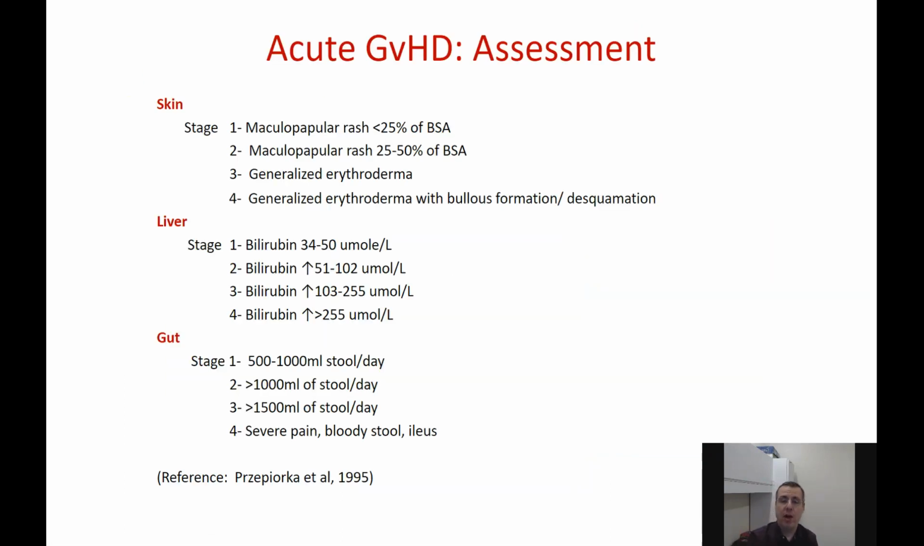Now, when acute GVHD develops, depending on the organ or organs involved and the extent that they're involved, we can determine the grade and thus the severity of the acute GVHD. For skin, it depends on the amount of body surface area that is involved. For liver, it depends for the most part on the bilirubin levels. And as far as gut GVHD is concerned, it is related to the volume of diarrhea.